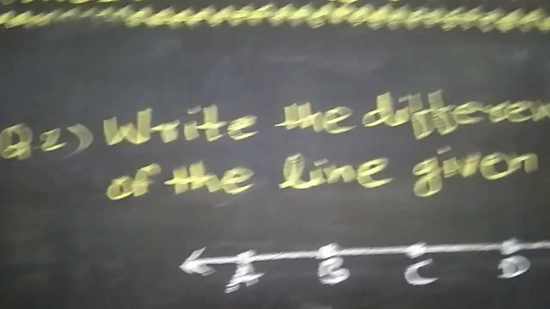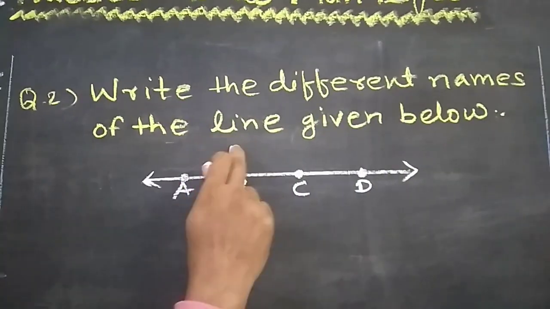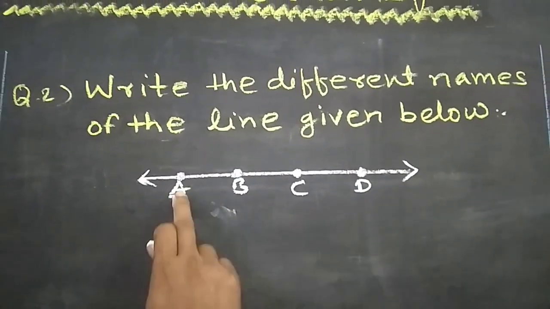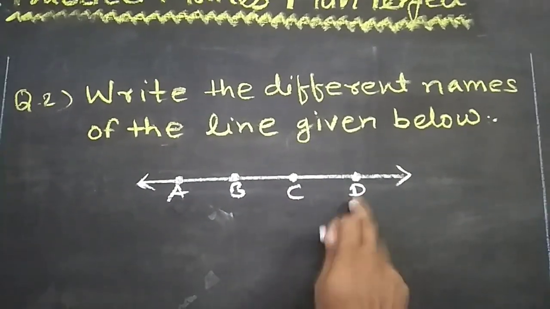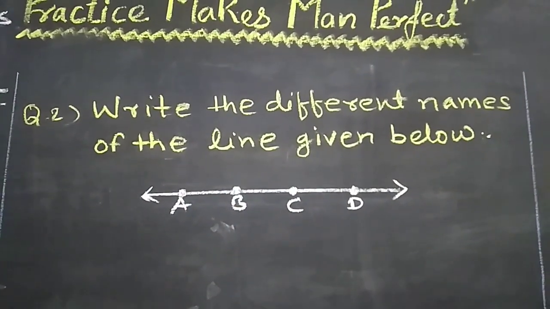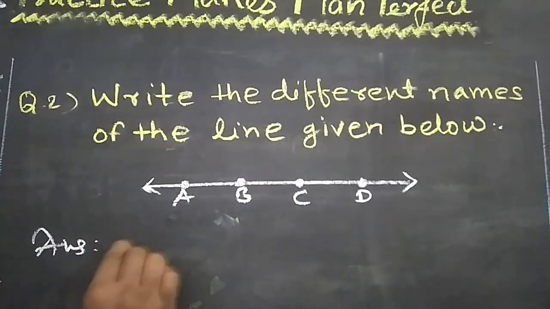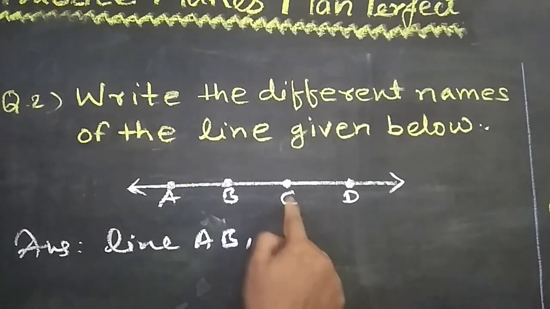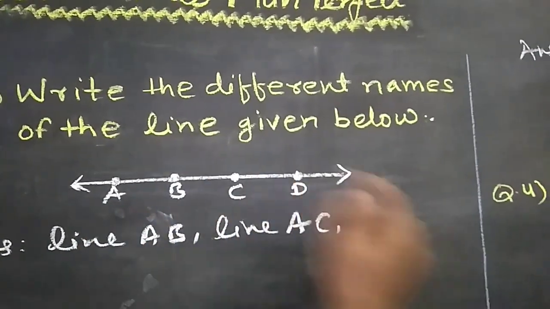Now move towards your second question, and it is very easy, dear students. Write the different names of the line given below. We have been given a line, and the points on this line are A, point B, point C, and point D. We have to write down all the different names of the lines which may be possible here. We can write this line like this, line AB. We can also write this line AC. Similarly, we can write it line AD.